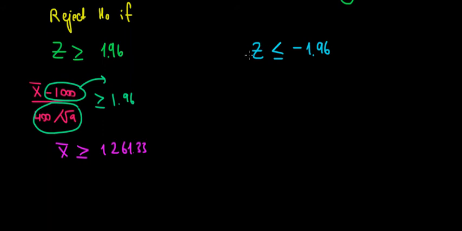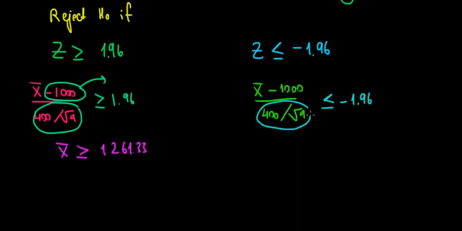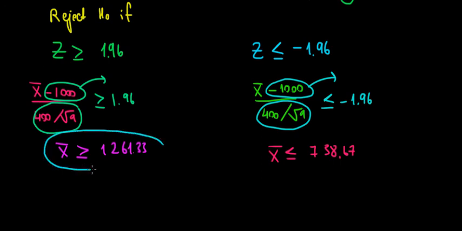We're going to standardize this Z value in the same manner, so X bar minus 1000 divided by the standard error of 400 divided by square root of n must be less than or equal to the other critical value on the left side, so less than or equal to minus 1.96. Same thing, multiplying this term with minus 1.96 and adding 1000 to it over there. So X bar is less than or equal to 738.67.